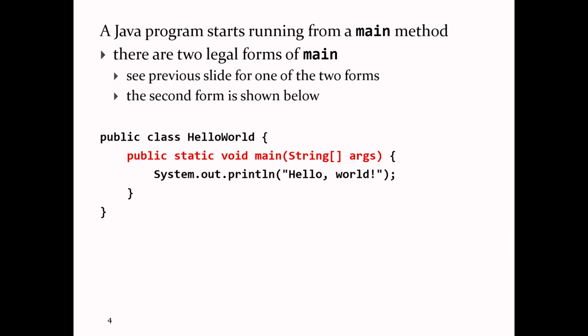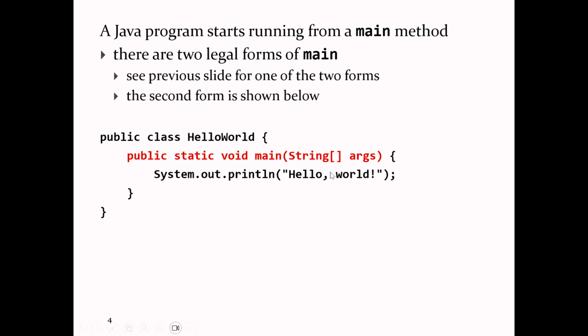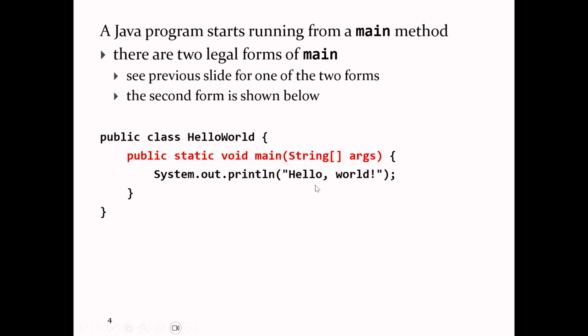Okay, so there's a second form of main. You can use String dot dot dot, or you can use String square brackets. If that looks like an array to you, that's because it is an array. Java has this class called String, big S String. C doesn't have a dedicated type for strings. If you remember, C represents a string as an array of char. Java actually has a special string type, which handles all of the string operations for you, so it's much easier to operate with strings in Java than it is in C.